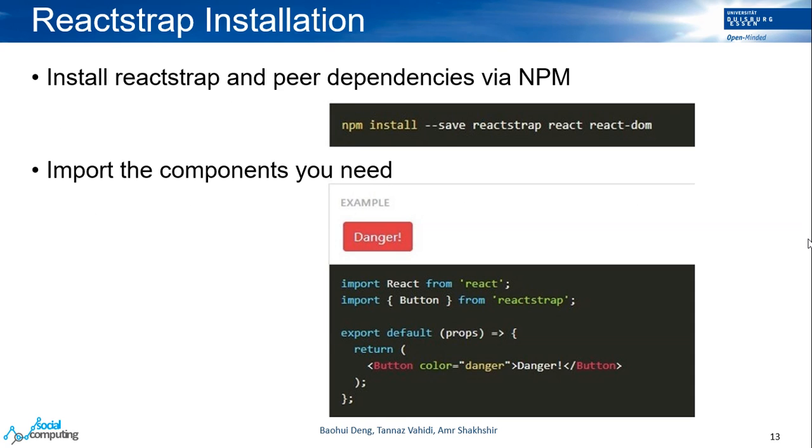Reactstrap has two dependencies. That's why we have to use this code and install all three of them. After the installation, you can import the components you need and use them as a tag in the body of your code. These are the dependencies, React DOM, React, and after that you can import them. For example, here, import Button from Reactstrap and use it here as a tag: Button, color danger, and close the tag.